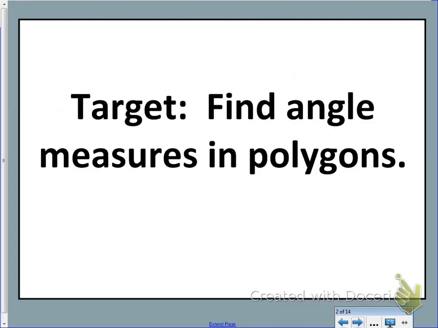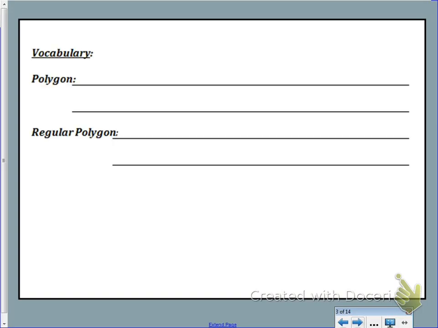Welcome, geometry students. Today we're going to learn about the target, which states find angle measures in polygons. First of all, you need to know what a polygon is.